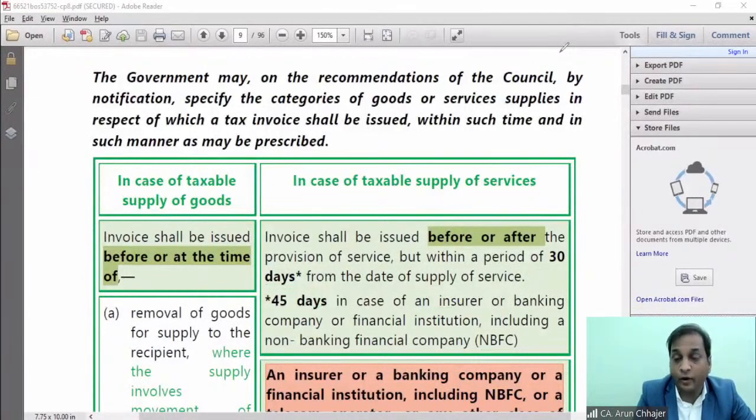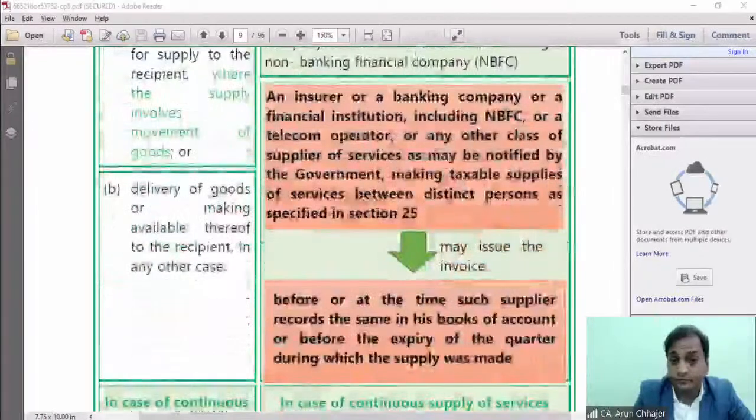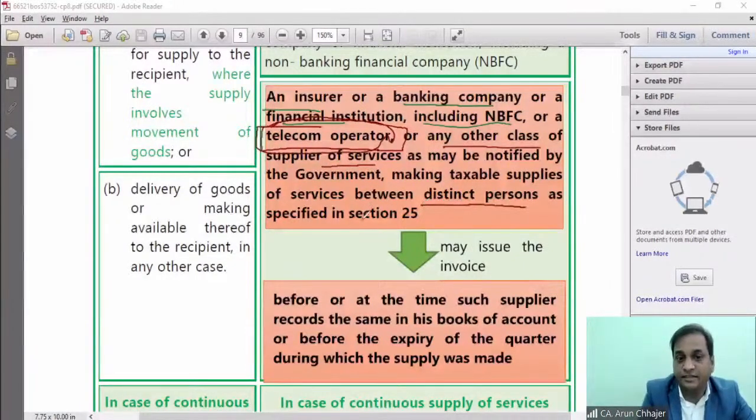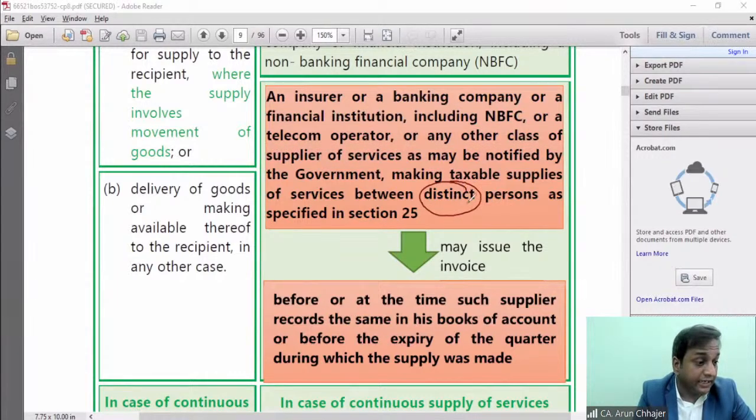Now the third is quarterly. An insurance or banking company or financial institution, including NBFC, and please note, telecom operator is new in this clause, or any other class of supply of service as may be notified, making taxable supply of service between distinct persons as specified in section 25. Can anybody tell me what is the meaning of distinct person?